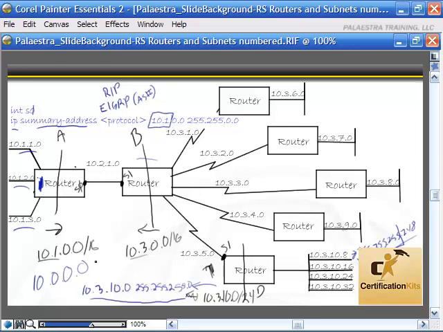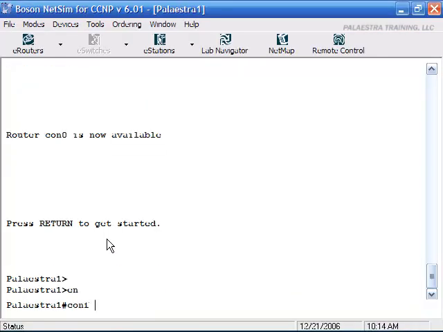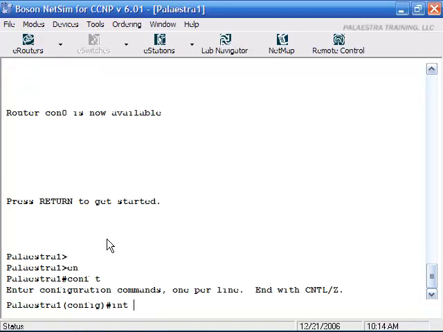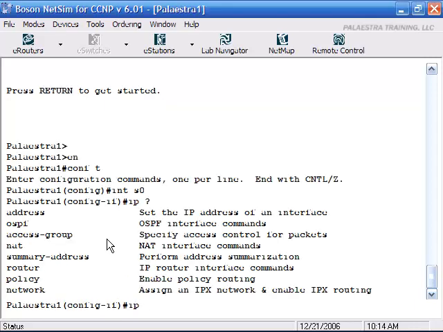Let's go into the simulator and just look at that auto summary command just so you can see it on the command line, and then we'll review what we've gone over. I'm bringing up my simulator, and I'm going to go in and go to interface serial 0, just like we saw on the slide. This is Palestra 1. And what I do is I go IP, and if I forget, I can just use my question mark. Summary address.